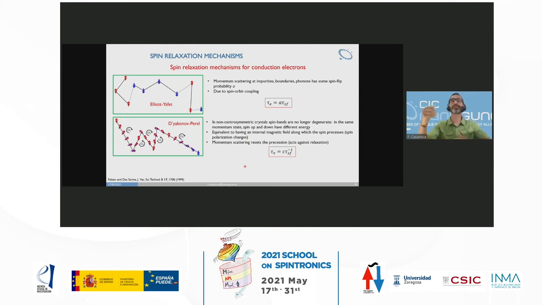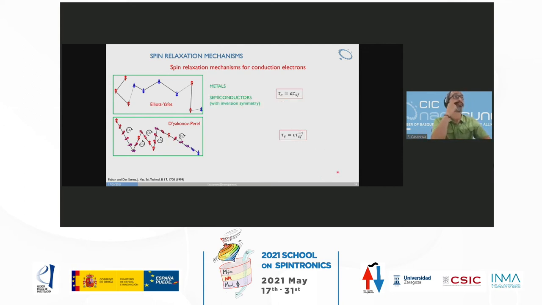But when you scatter, you reset the precession, and then it acts against relaxation. So the more scattering you have, the less chance the spin has to precess, so the spin is not lost. In this case, then, the momentum scattering time is inversely proportional to the spin flip time, as opposed to the Elliott-Yafet mechanism. So for your information, that's a typical way of how to obtain momentum scattering times from resistivities or spin flip time, that is related to the spin diffusion length through the diffusion.